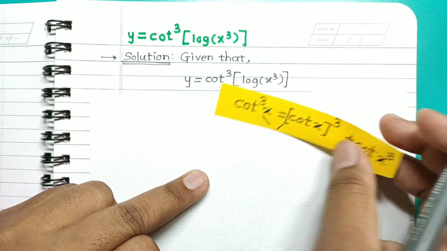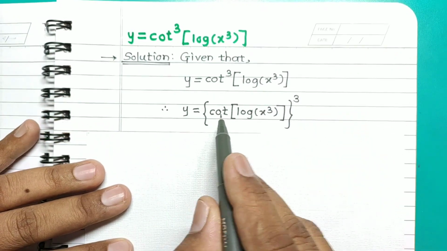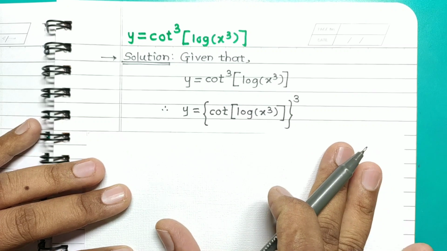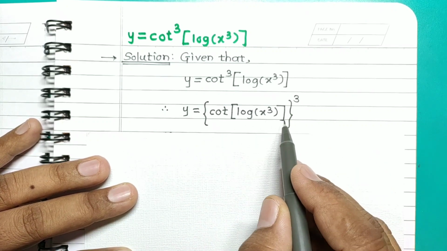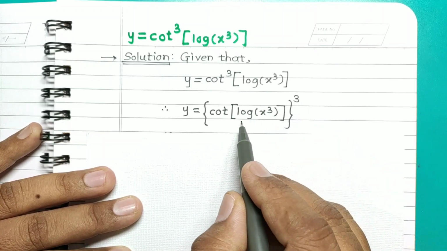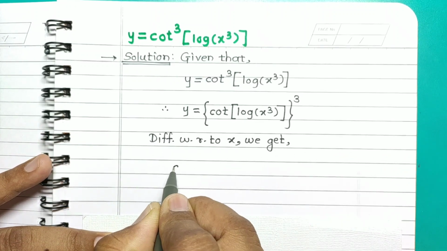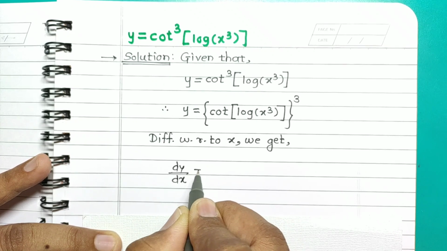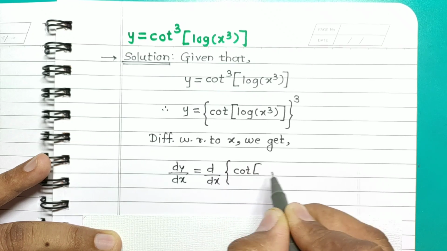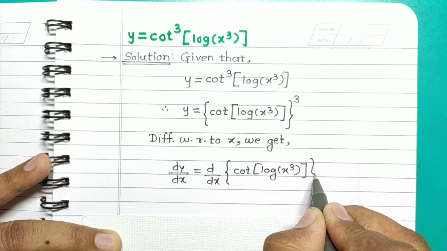So here we are going to consider this as y is equal to, in bracket, cot of log of x cube, and bracket cube. We find that it is a composite function and we are going to treat it as something cube. So differentiating with respect to x, we get dy by dx is equal to d by dx of this something, which is this function cot of log of x cube raised to 3.